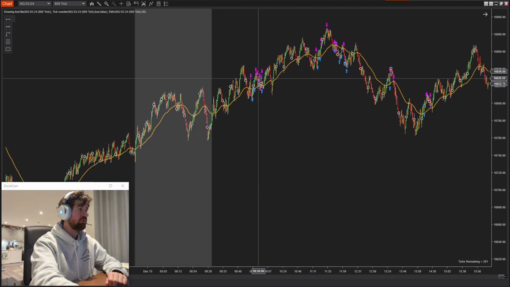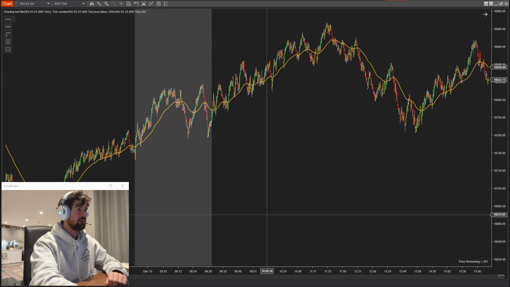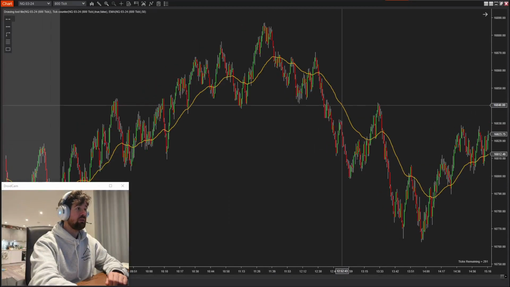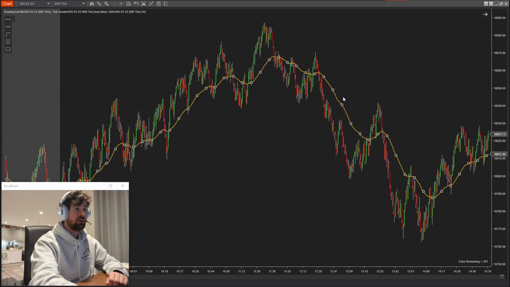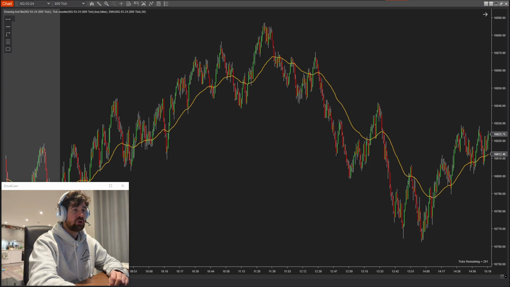I'm going to remove these entries for the moment. So you see the 800 tick chart, and then the moving average I have is simply the 50 EMA. I don't have anything else on the charts. I did for a while have the 25 EMA, but I realized that wasn't really all that necessary. You can use it in conjunction with this if you like. I do have it on this chart here.